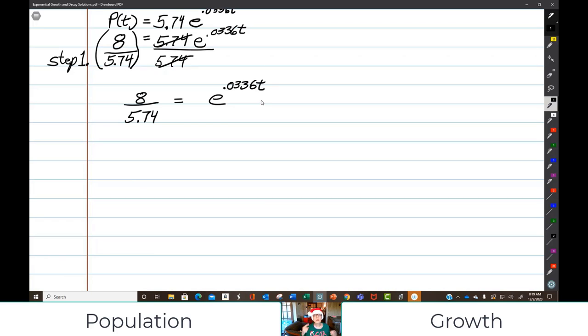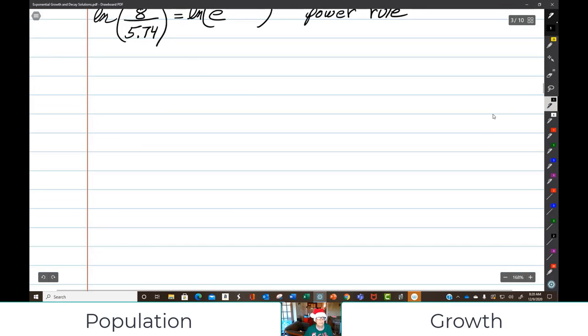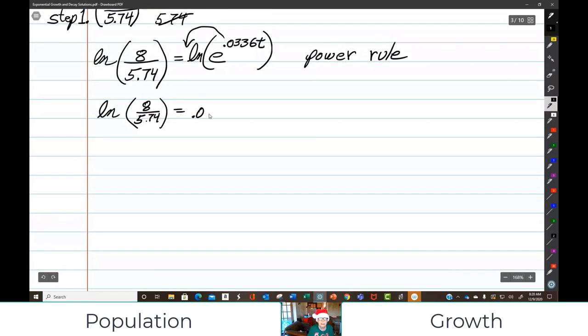To bring this t down, I have to take the logarithm of both sides, and the logarithm I'm going to use, because there's an e in the equation, is the natural logarithm, which is ln. The ln of the left side, the ln of the right side. And then I'm going to use the power rule, which says bring this exponent down in front. I'll have the ln of 8 over 5.74 equals the exponent, which I have hidden, 0.0336t, times the ln of e, which is 1.